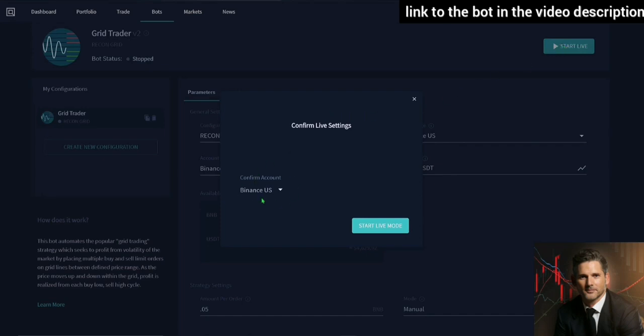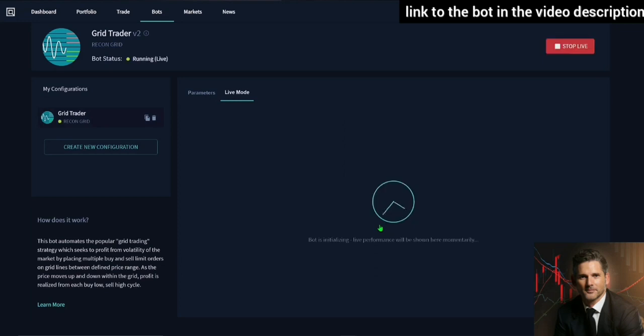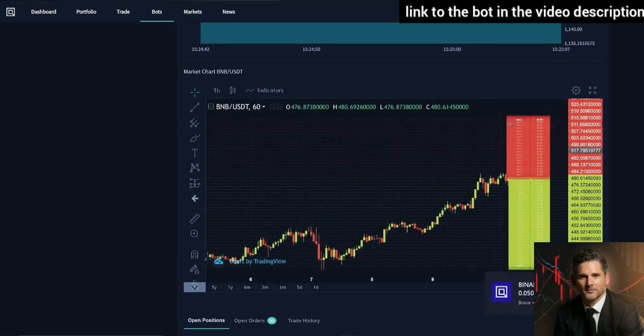It will just confirm what account I want to use. I click start live mode. The bot is starting to fire up, and the grid is starting to fill in around those price levels that I had set for the bot. And that pretty much wraps it up.